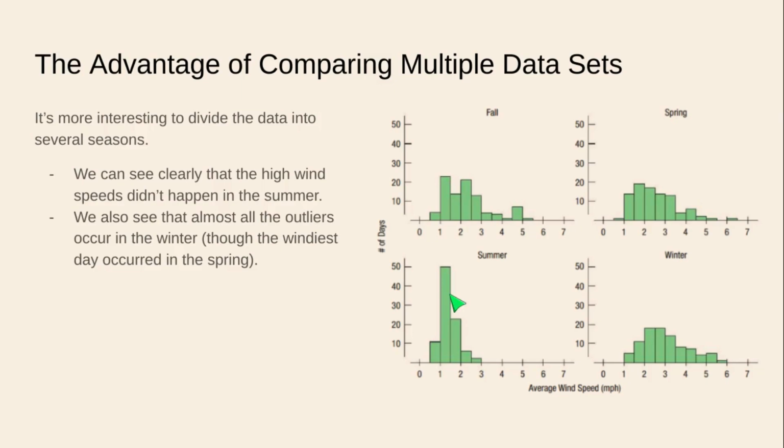Also, we can see that almost all the outliers occur in the winter. And for whatever reason, the windiest day is actually a day in the spring. It's kind of an anomaly over here. That's the fastest wind speed of the entire year. That's our 6.17 miles an hour from the prior slide. But most of those outliers actually happen during the winter.